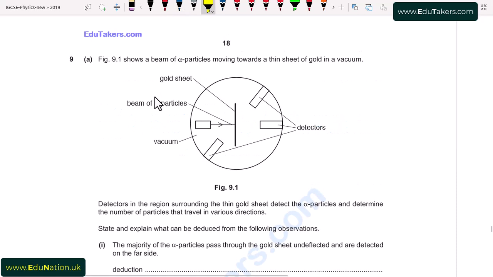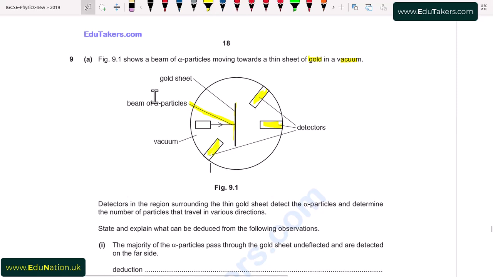Question number 9, part A. Figure 9.1 shows a beam of alpha particles moving towards a thin sheet of gold in a vacuum. So here is a vacuum. Inside this we place a gold sheet, and alpha particles are falling from left to right on this sheet. And there are different detectors that are placed at different positions.